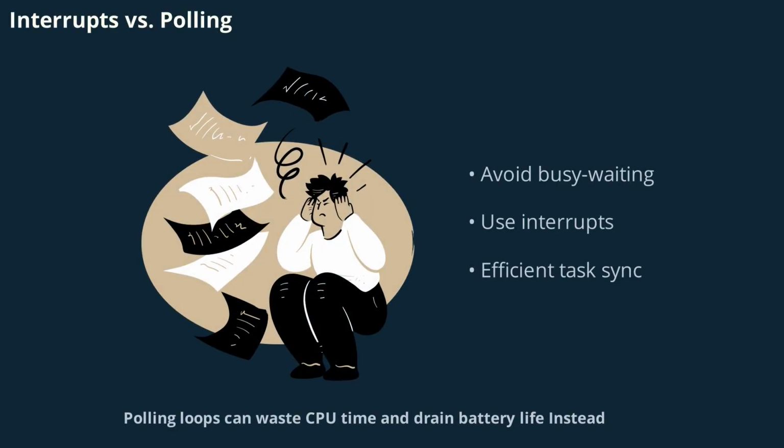Polling loops can waste CPU time and drain battery life. Instead, use interrupts to respond to events as they happen. In more complex systems, RTOS mechanisms like semaphores and event flags provide efficient task synchronization without busy waiting.